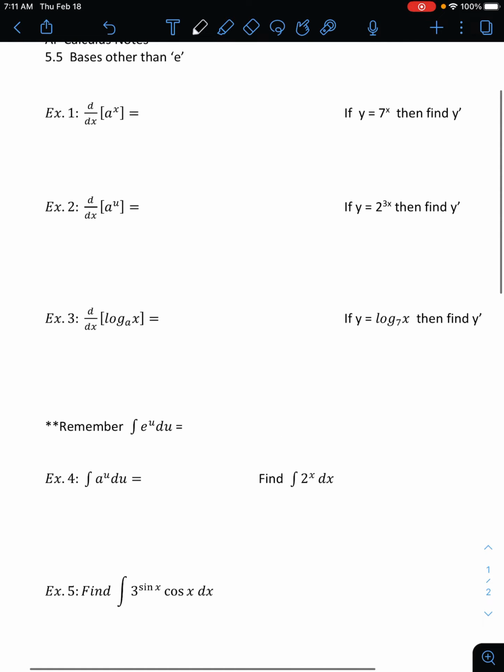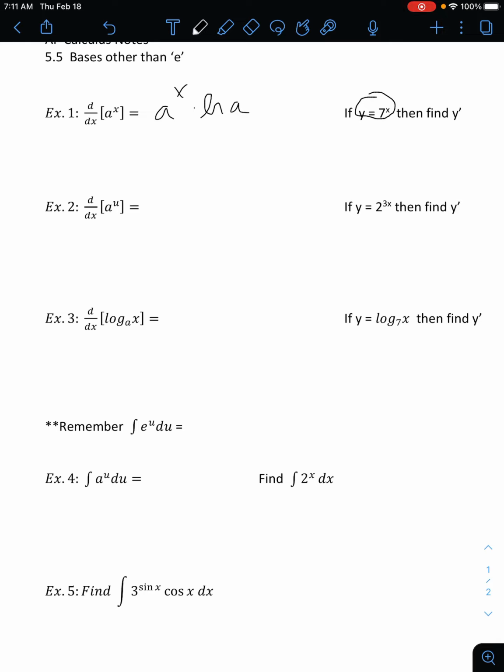So the first one is, let's say we want to find the derivative of a to the x. Like if we wanted to find 7 to the x instead of just e to the x. Well, remember the derivative of e to the x is e to the x. With a to the x, it's pretty similar. The derivative of a to the x is a to the x, but then we have to multiply by the natural log of whatever the base is. So this is just a rule we're going to have to know. The derivative of a to the x is a to the x times the natural log of a.